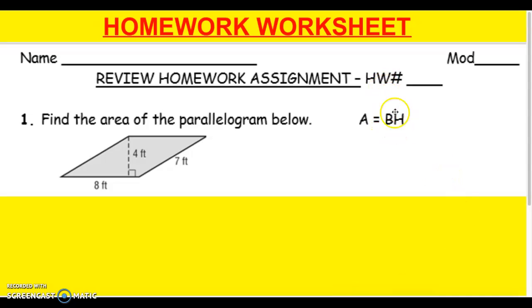So the formula is written right here for you. Area equals base times height. So one of these numbers is not the height. Can you guess which one it is? Okay, hopefully you're correct and you know that 7 is not the height. The height is the dotted line. So basically you're going to multiply the base times the height and label it as feet squared.